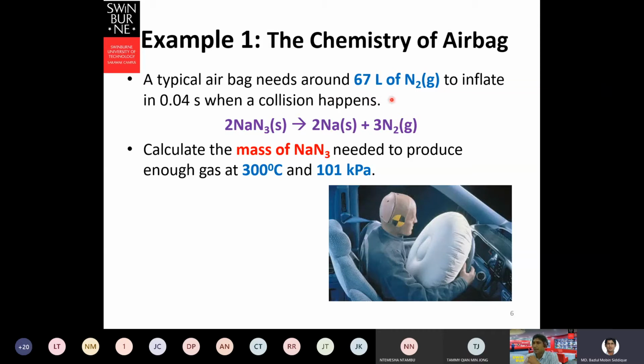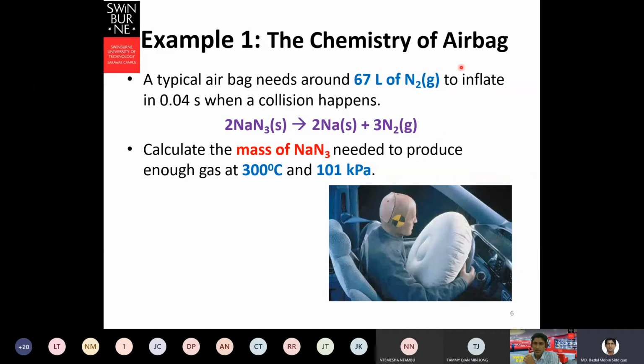Why is the stoichiometry so important? If it is more than 67 liters, let's say it's 70 liters, it will give so much pressure on us that we will get injured. It will not save us, but it will make us injured. Or if it is less than 67 liters, it will fail to save us. So we need exactly 67, 68, 69, not too much.